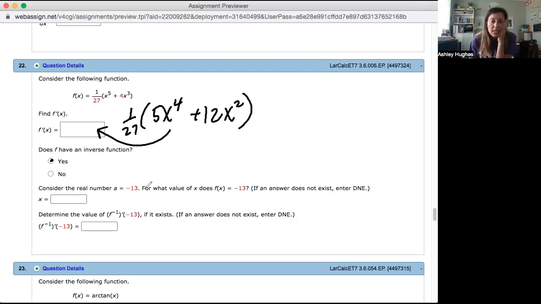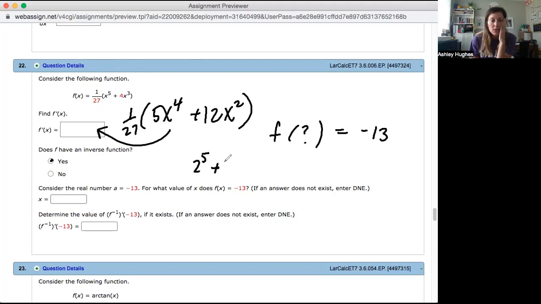Consider the real number -13. For what value of x does f of x equal -13? So it's asking, what can I plug into this function so that the output is -13? Usually you guess in this situation. You could actually solve it in your calculator, but a lot of times it's like 1, 2, -2, 3 at the highest. So let's try 2.